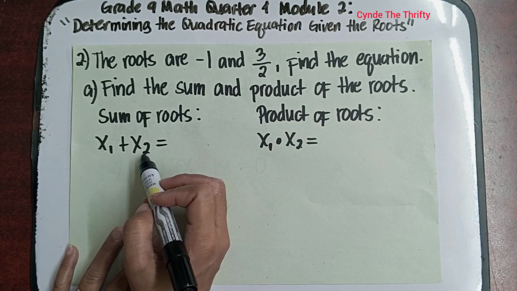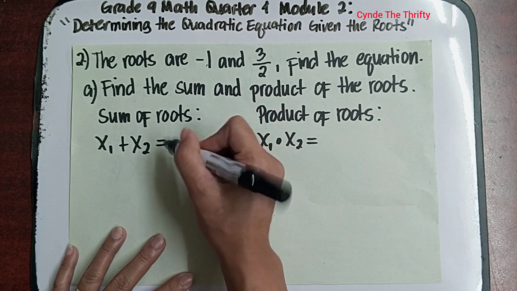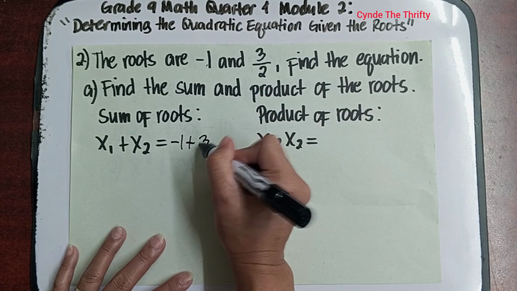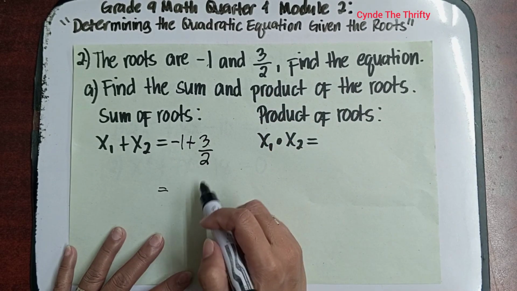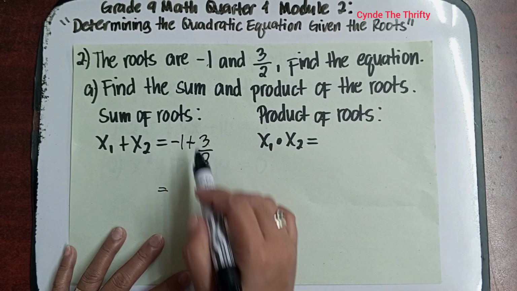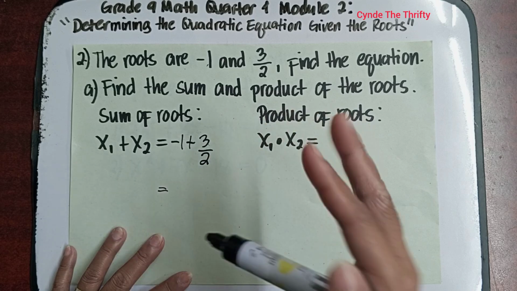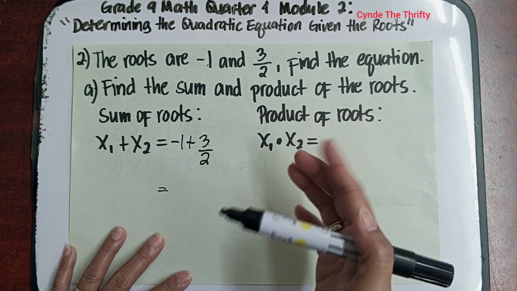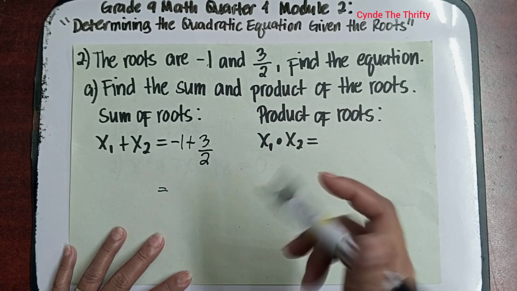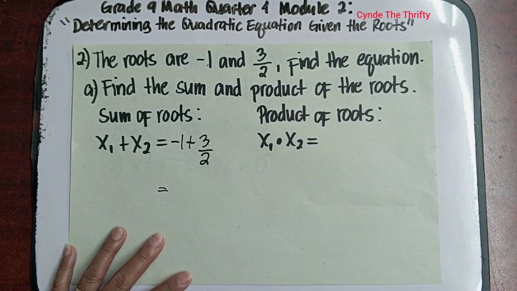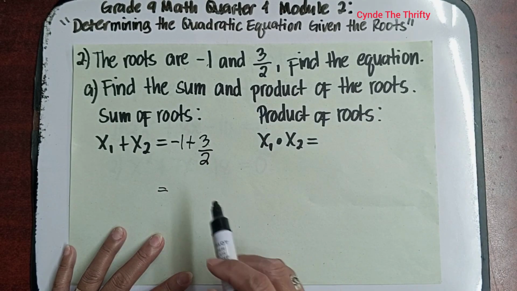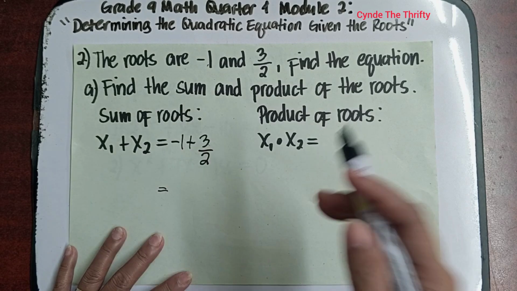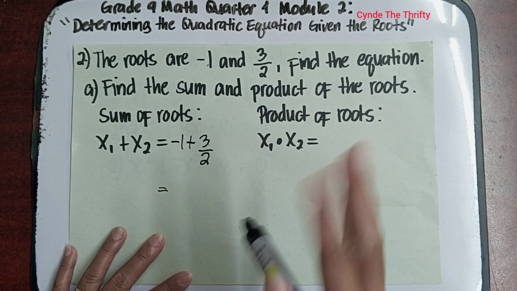So, x sub 1 plus x sub 2. X sub 1 natin is negative 1 plus 3 over 2. Okay, back to basic tayo. Mag-add tayo ng fraction. So, napaka-importante na alam natin yung mga basics natin sa elementary. Like fractions, addition, subtraction, multiplication, division. So, yun yung pinaka-basic na dapat alam natin. Kasi in the higher grade, paulit-ulit lang yung mga basics na yon. Pero, pinagkaiba lang is iba yung level of difficulty.